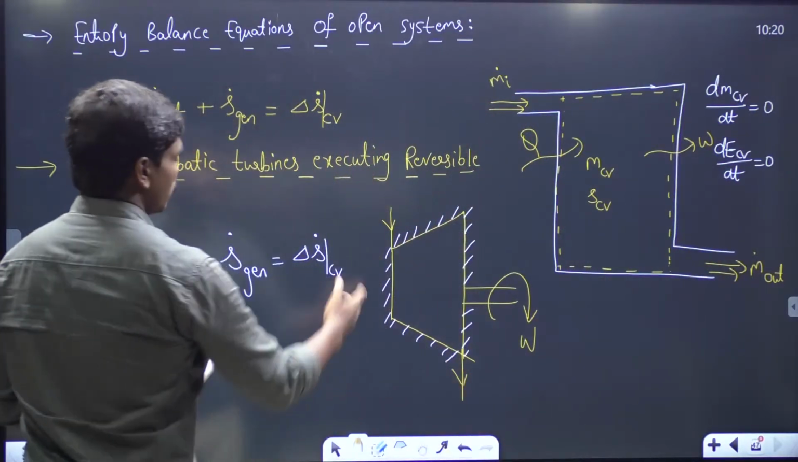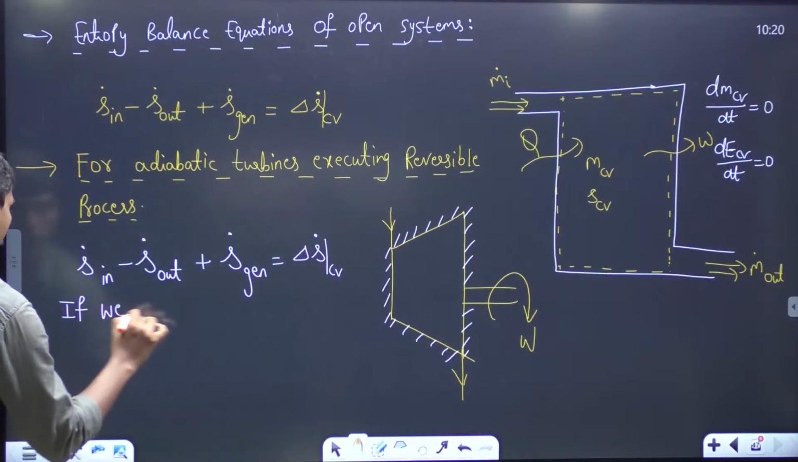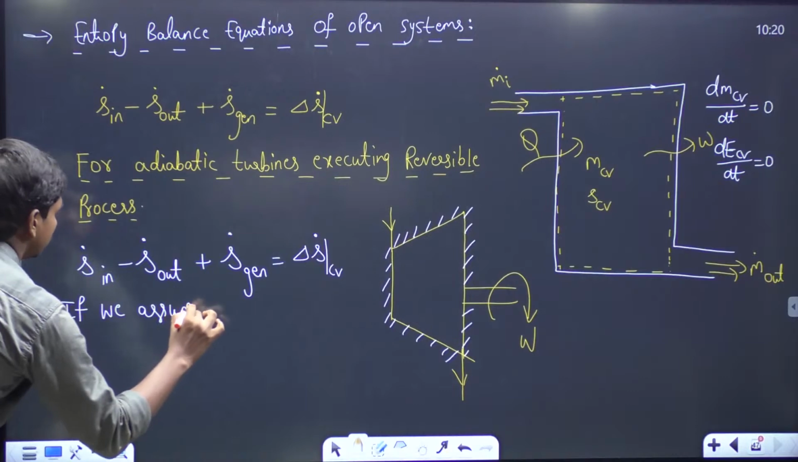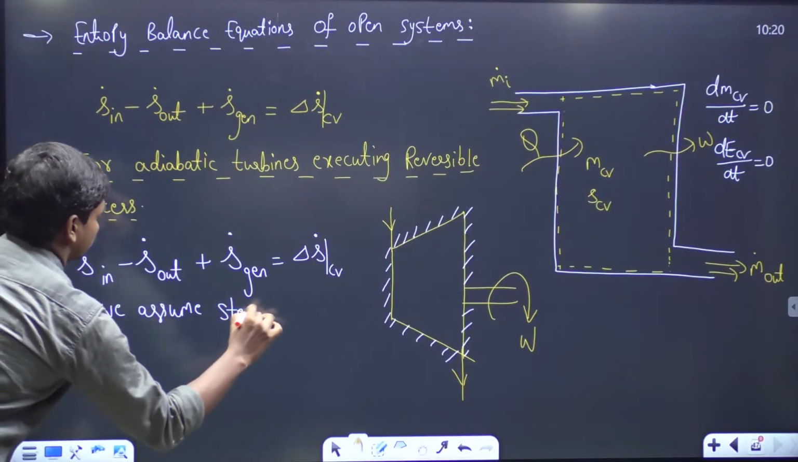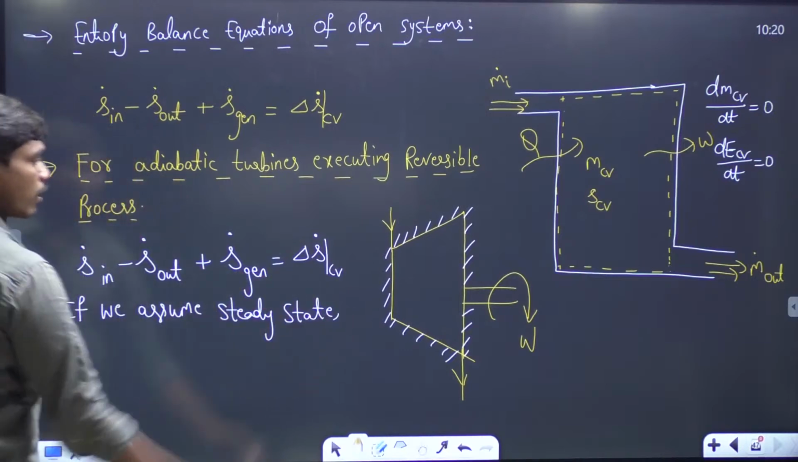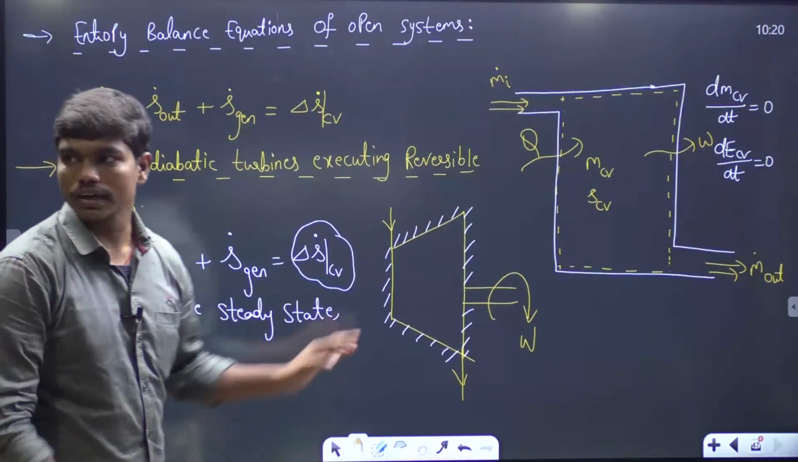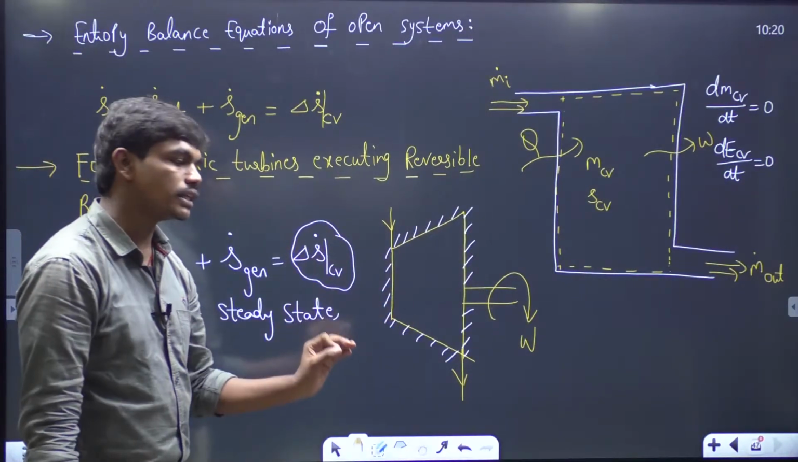So if this is the case, if we assume steady state, then what happens to this term? Rate of change of entropy of the control volume. Please tell me what happens to this term if we are assuming steady state operations.